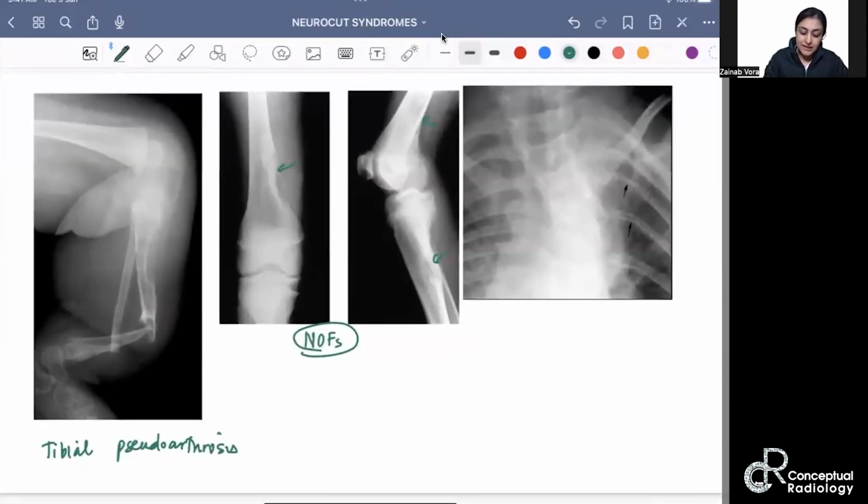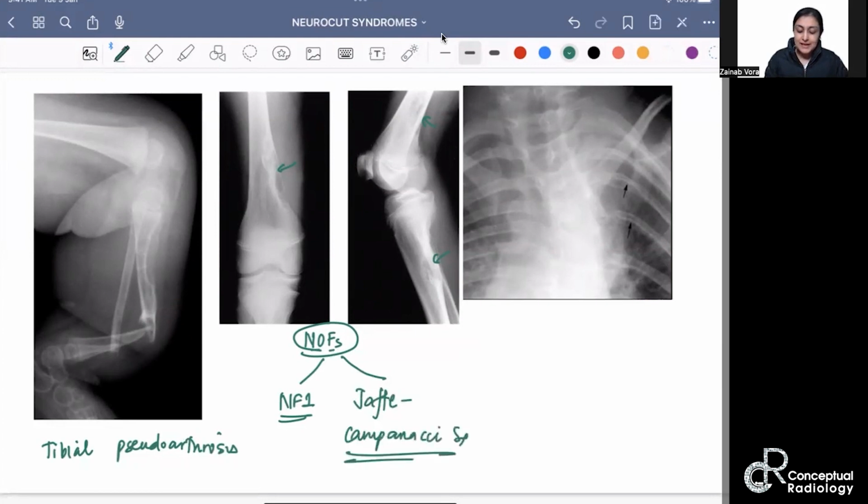When you see multiple NOFs, always consider two differentials. One is going to be NF1. You can remember from the name itself, NOF is NF1. And the other differential here is going to be a syndrome which is a variant of NF1 called Jaffe-Campanacci syndrome. So this is Jaffe-Campanacci syndrome. These are the NOFs that you see here.